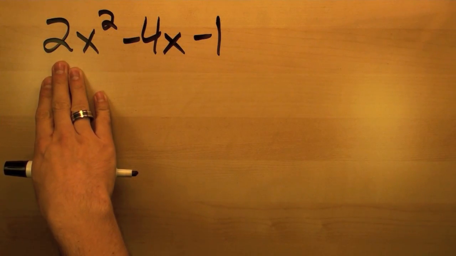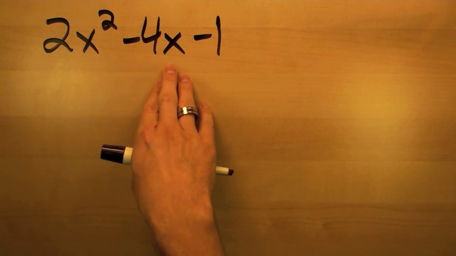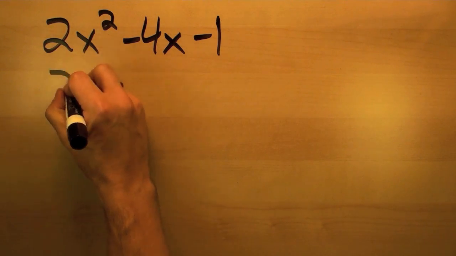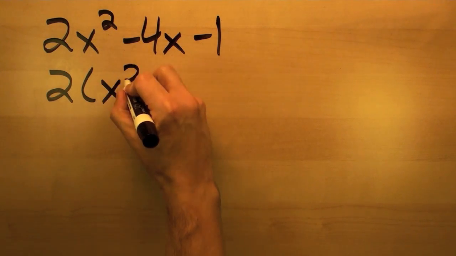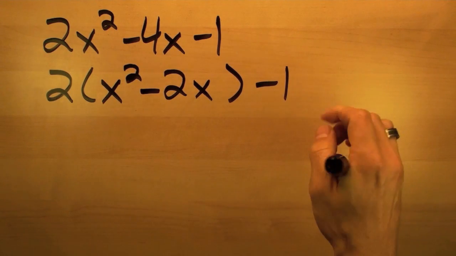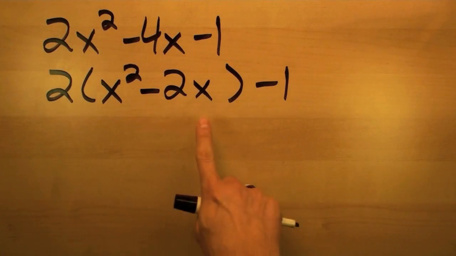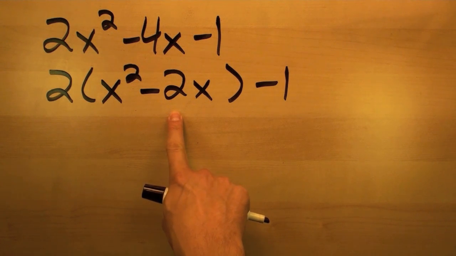If we want to convert from standard form to vertex form, and our a is not equal to 1, we first have to factor that out from the first 2 terms, making this 2 times x squared minus 2x minus 1. Notice we didn't factor the 2 out of the minus 1. Now we continue with the process of completing the square.